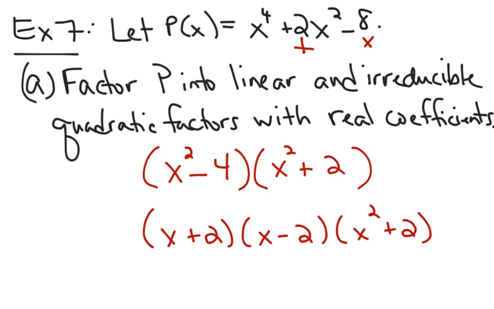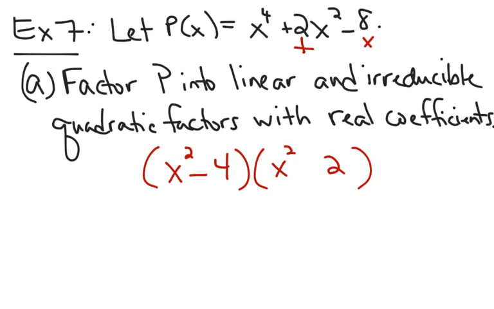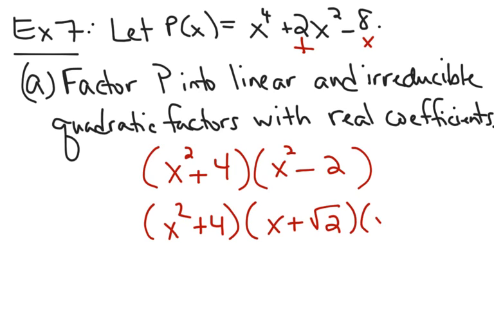Oh, I've got it backwards. You got to stop me in the middle of a video when I've got it backwards. Let's try that again. This should be positive and that should be negative because I want a positive 2 in the middle. Sorry about that. All right. x squared plus 4 cannot be factored under the real number system, but x squared minus 2 factors into x plus the square root of 2, x minus the square root of 2.